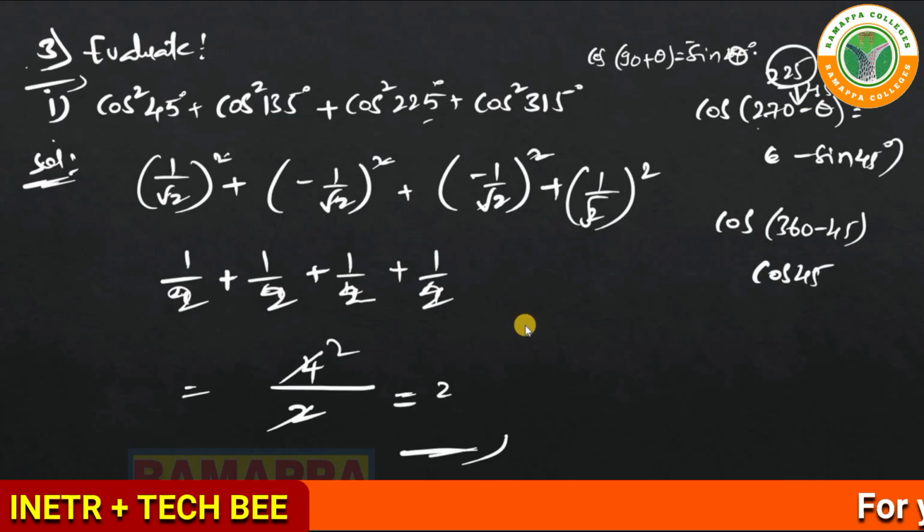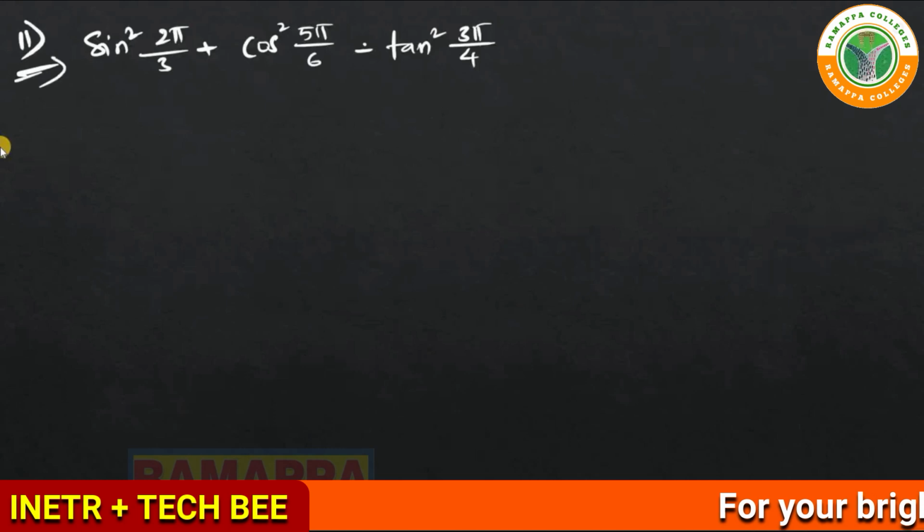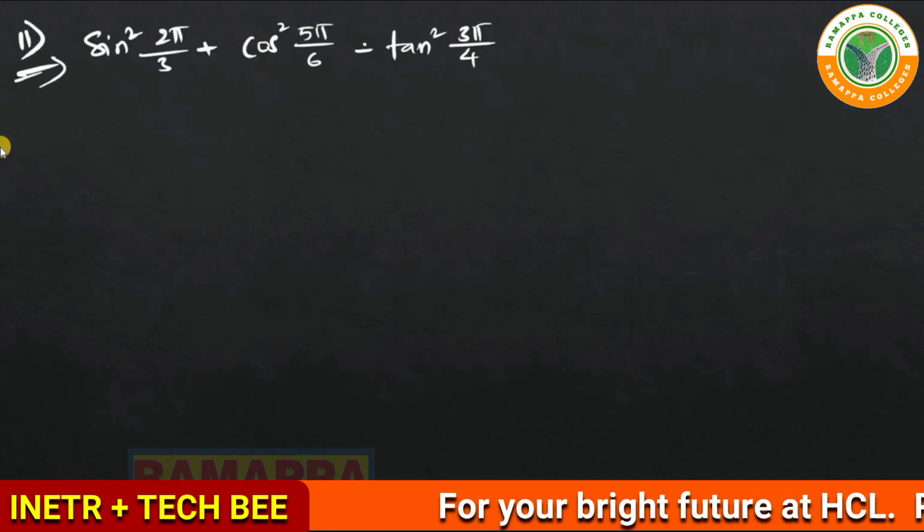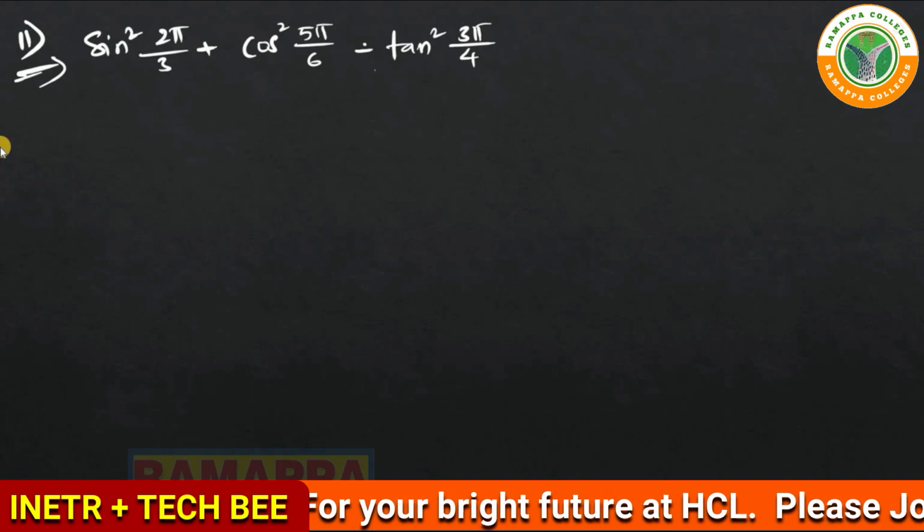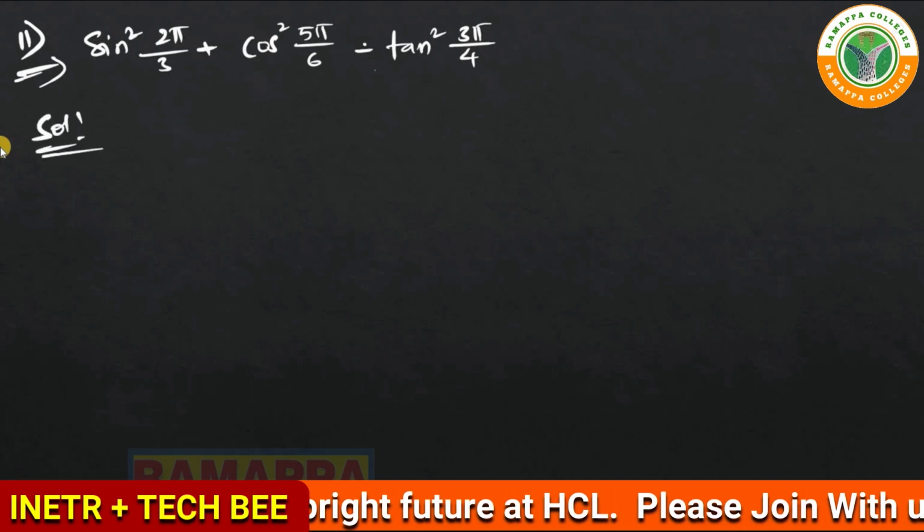Now moving to the next question. The second question is given: sin square 2 pi by 3 plus cos square 5 pi by 6 minus tan square 3 pi by 4. Here I will do the solution in the simple way.